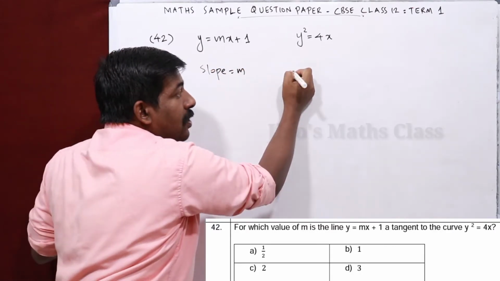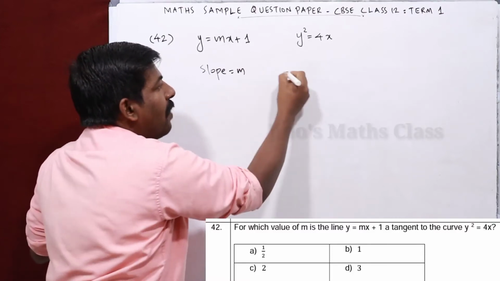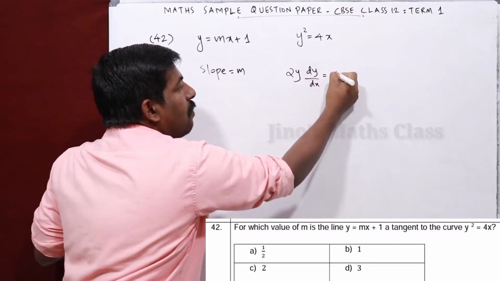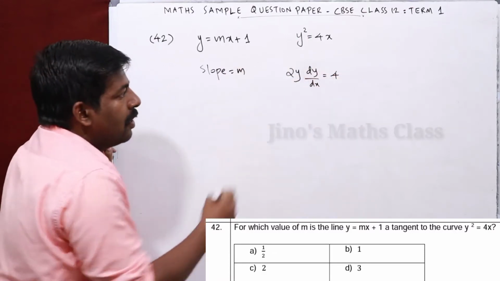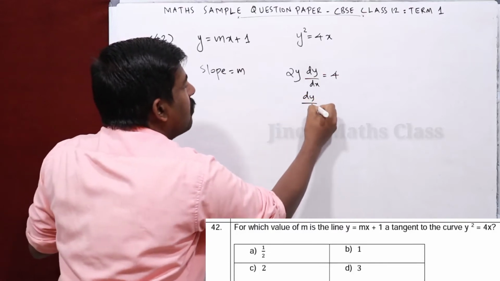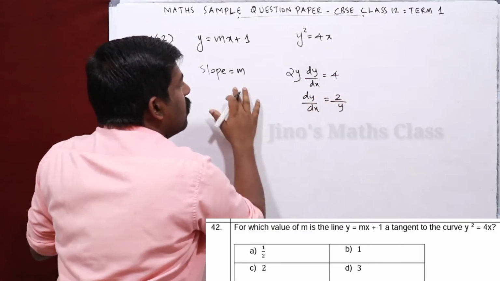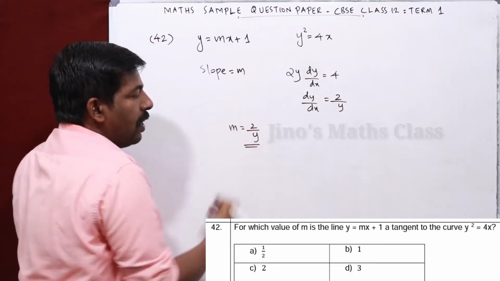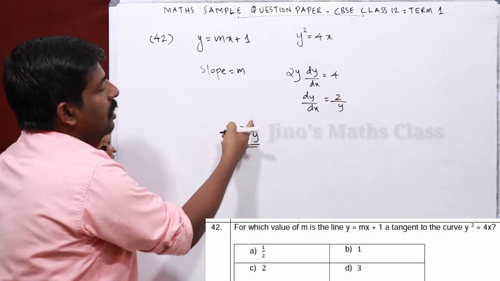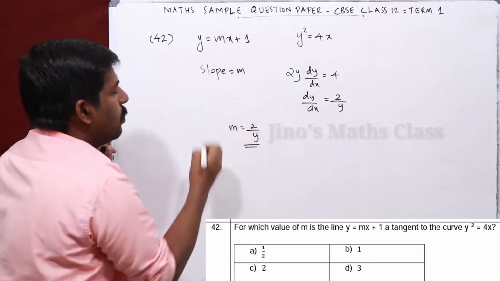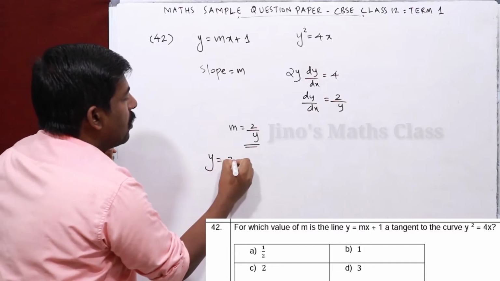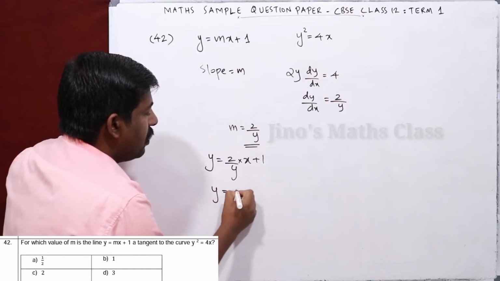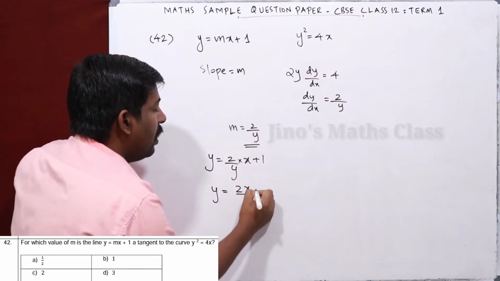For that we are differentiating both sides with respect to x. At the time y square derivative is 2y into dy by dx, that is equal to 4 into x derivative is 1. So from that we are getting dy by dx is equal to 2 divided by y. So now we can equate these two. So at the time we are getting m is equal to 2 by y. Now we can substitute this 2 by y instead of m in first equation. At the time we will get y is equal to 2 by y into x plus 1. Now we can write it as y is equal to 2x by y plus 1.